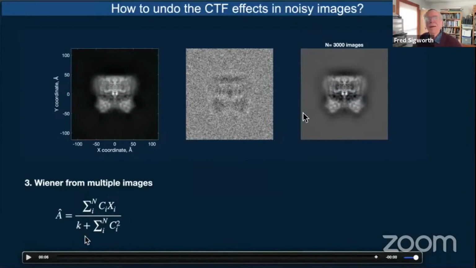Depending on the choice of this little constant here, I can trade off resolution versus noise in the result.